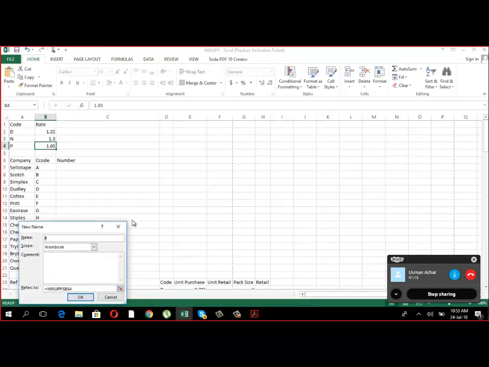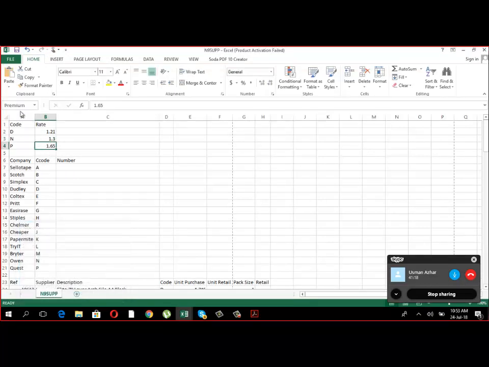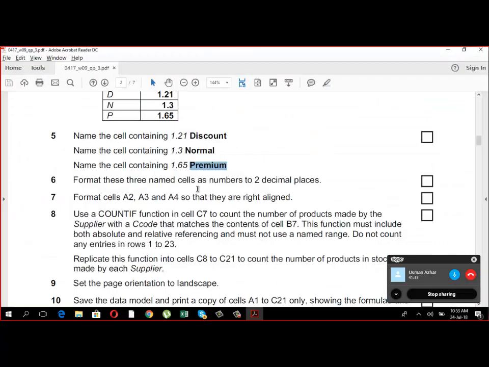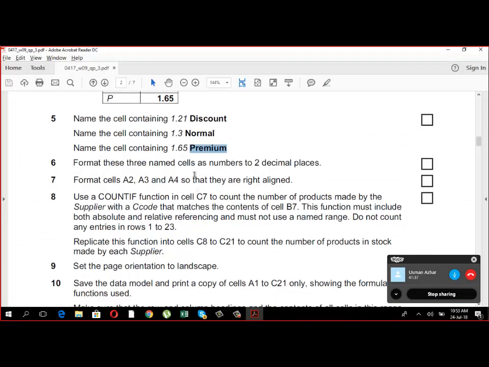Remember the first part of the lecture, premium. So look over here. Can you write it from here? We can write it from there also, left corner. Yes, exactly. You can write there as well. Okay, so I have named these cells. Point number 5 done.